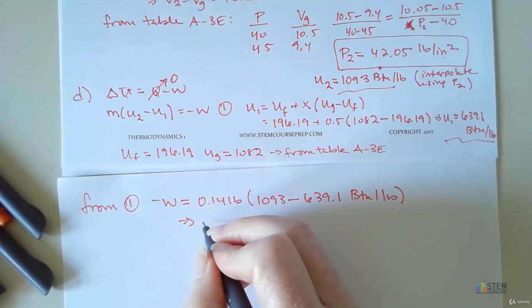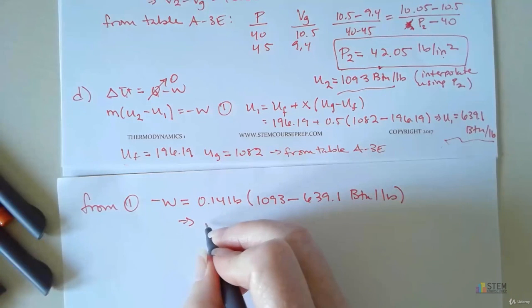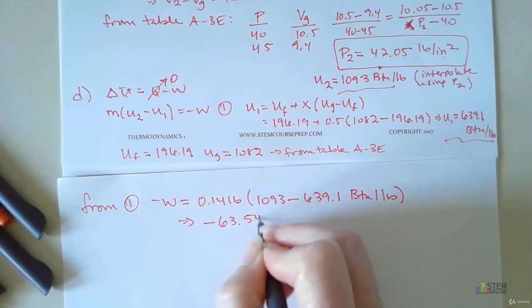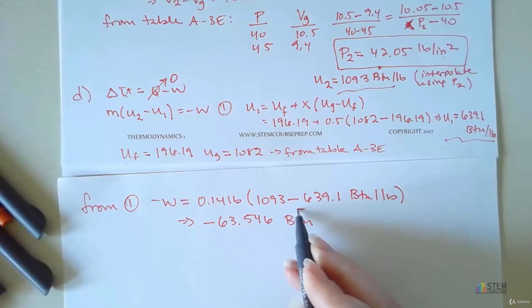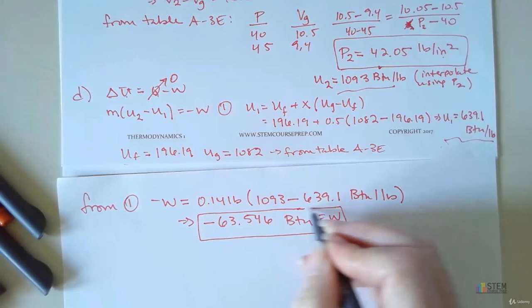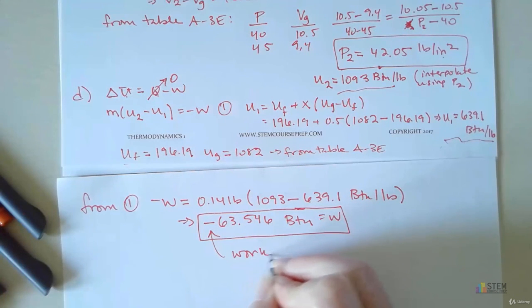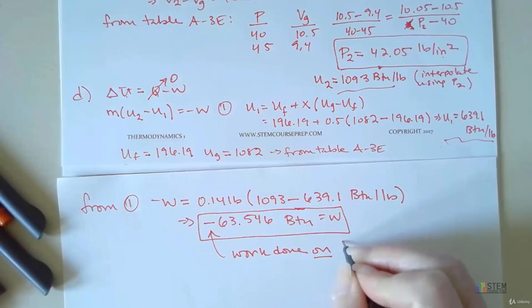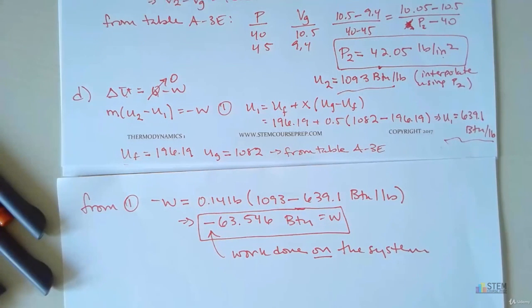Then you solve. Once you subtract these, multiply, and then divide by this negative, you get a negative 63.546 BTU. And this is going to be your work. Now this negative, remember, means work is done on the system. Right, so there's some external energy being transferred in by work that's going to make this whole process happen.